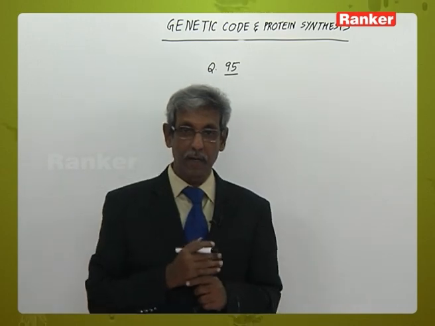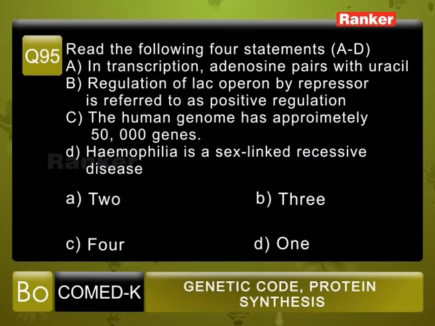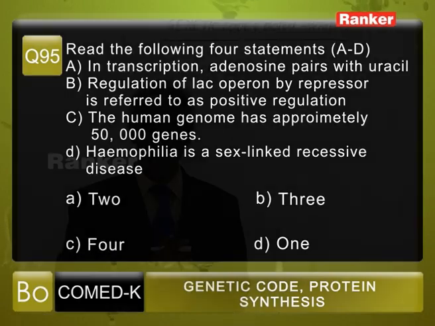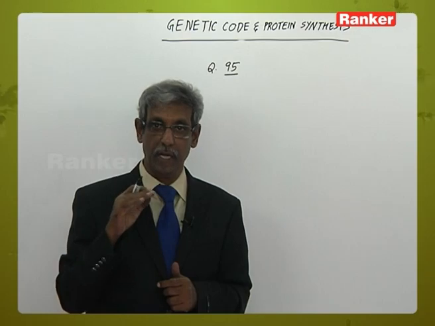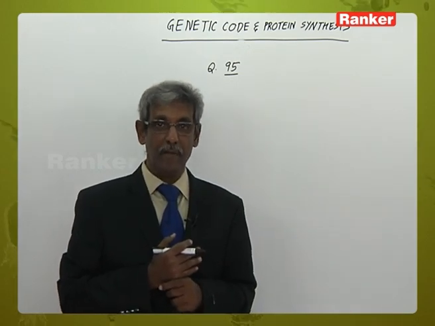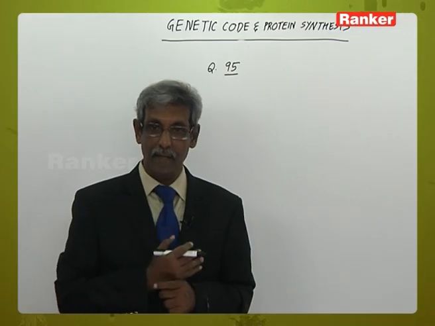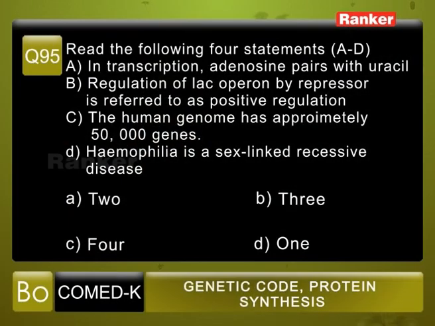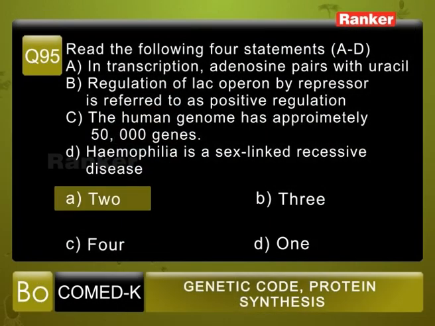Normally, we look at choice number A. In transcription, adenosine pairs with uracil. That is a wrong statement. Then B. Regulation of lac operon by repressor is referred to as positive regulation. It is not positive regulation, it is negative regulation. Whereas when you take choice number C, the human genome has 50,000 genes. Yes. Then again D. Hemophilia is a sex-linked recessive disease. Hence the right choices, we have got two statements and the answer is A.